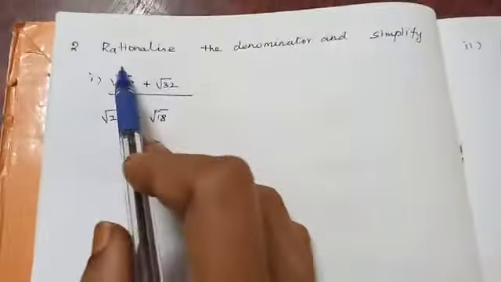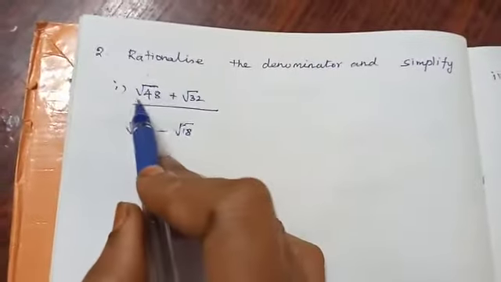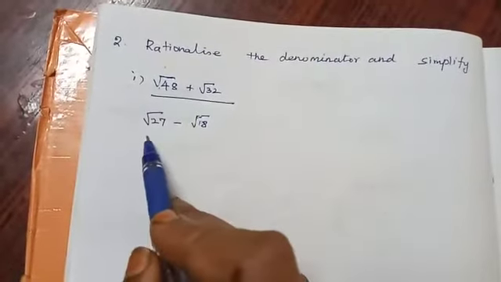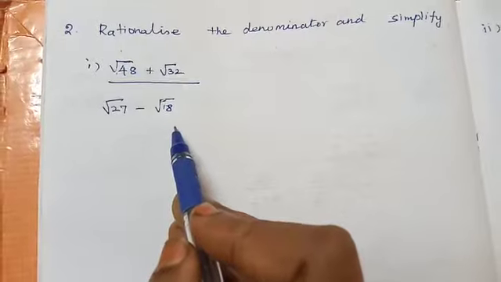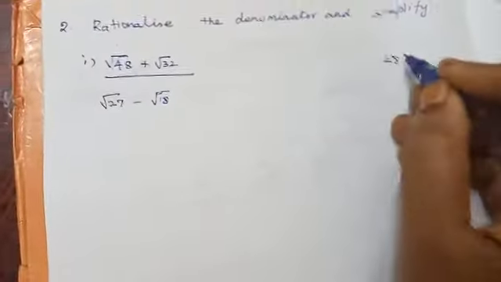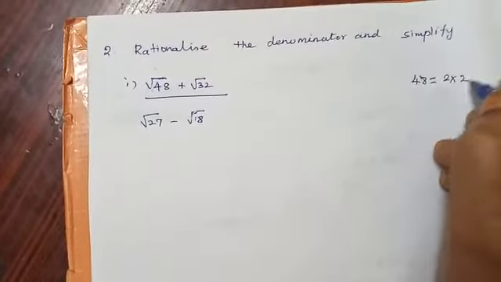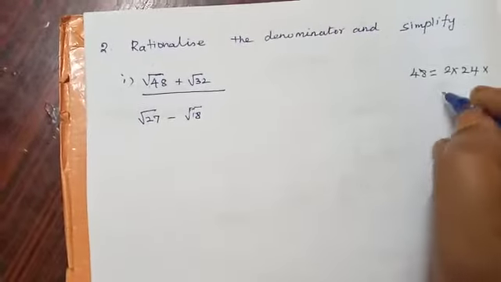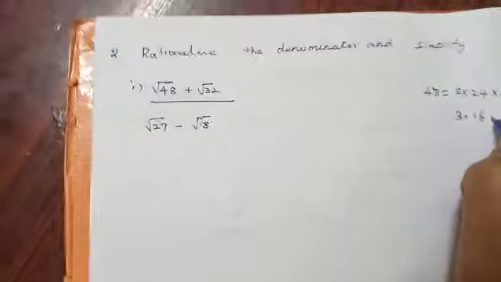Second question. Rationalize the denominator and simplify. Square root of 48 plus square root of 32 divided by square root of 27 minus square root of 18. So we split into factors. In the rough column you do the factors. 48 means first 2 table, 2 into 24. This is not a perfect square, so we can't take this. Next 3 table means 3 into 16. Yes, this we should take.